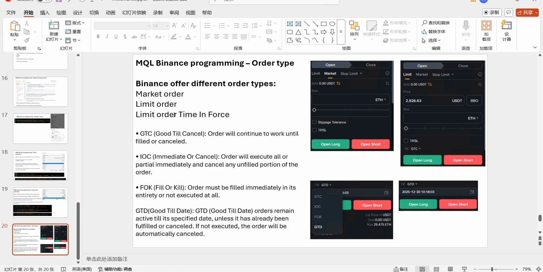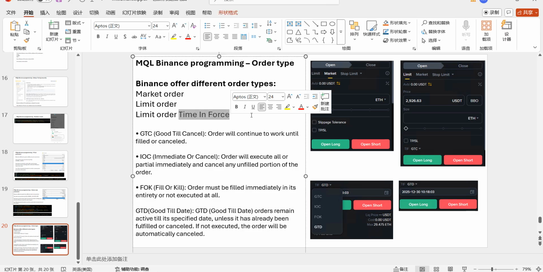Limit orders have many different types by time in force. First is GTC, good till cancel. The order will continue to work until filled or cancelled. And IOC, immediate or cancel. The order will execute fully or partially immediately and cancel any unfilled portion of the order.